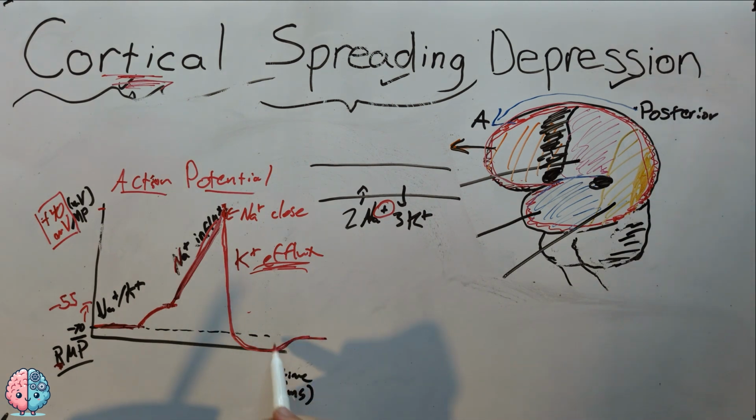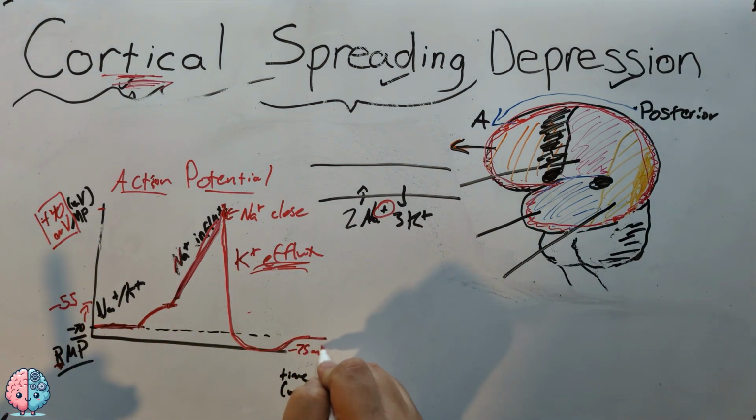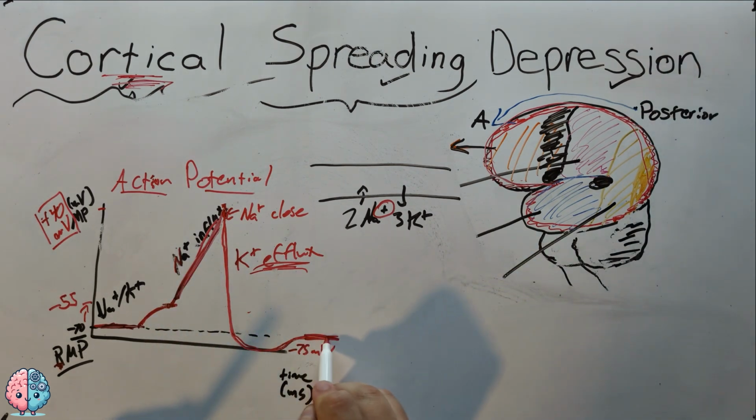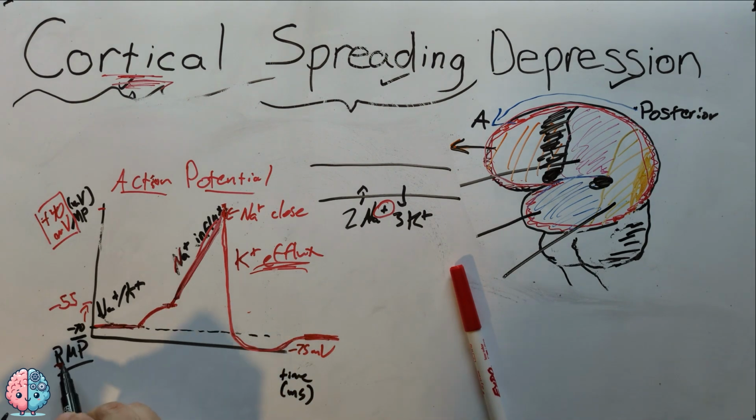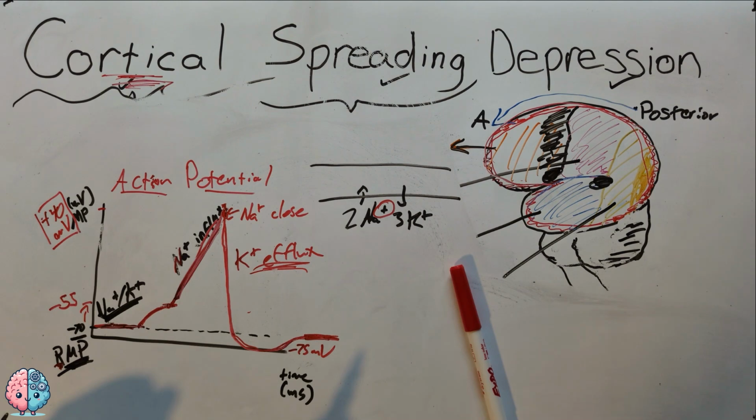Again, hyperpolarization is just a brief overshoot. Like it's -70 here, it probably reaches -75 millivolts, because the potassium channels take a while to close. Now let's talk about this recovery. How does it recover? Well, the same way it maintains the resting membrane potential, via the sodium-potassium ATPase.